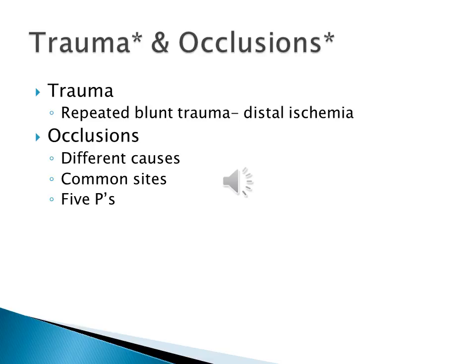So pain, obviously, from the lack of circulation. Pallor is the pale color of the skin. Paresthesia is the numbness and tingling. Pulselessness is the lack of pulse from the lack of circulation to the area, and paralysis from the decrease in function. So those are the 5 Ps of vascular occlusion.